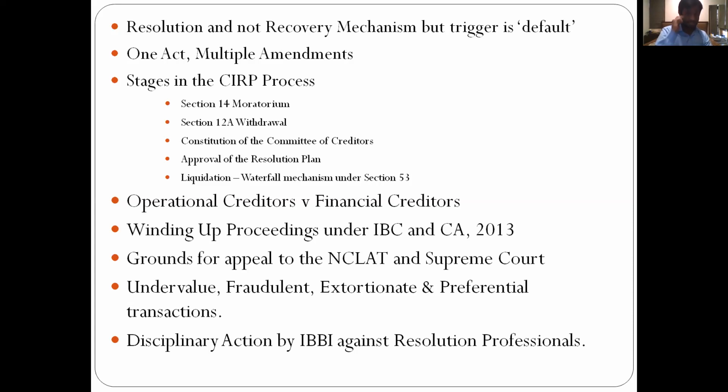Stages in the CIRP process, I've anyways explained earlier. There's Section 14 moratorium, which is basically the freeze order. Section 12 is withdrawal. So there is a limited exception. When I was talking about moratorium, I said it's irreversible, but that wasn't fully correct. There is one exception. You can get out of the CIRP process provided 90% of the creditors agree. It's a very high threshold.